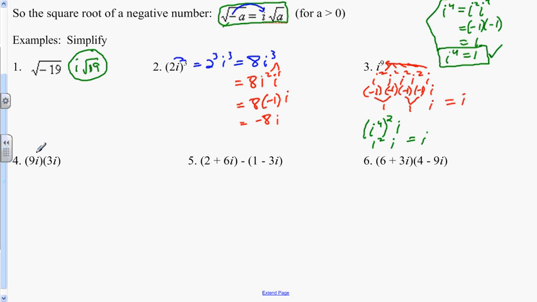If we have this problem, we're multiplying, which gives us 27 i squared. We said that i squared is equal to a negative 1, so our answer is negative 27.